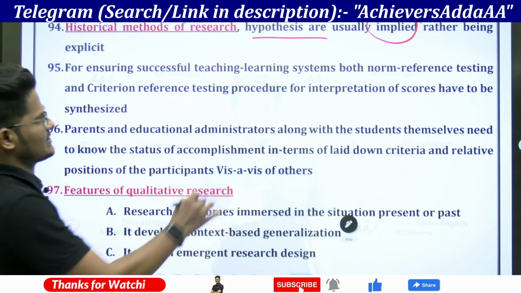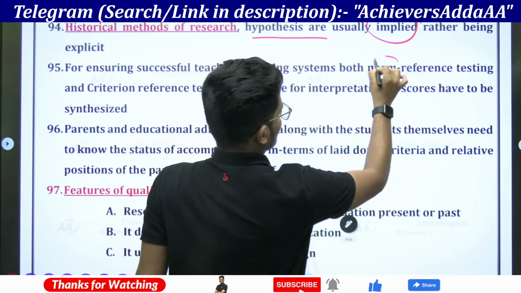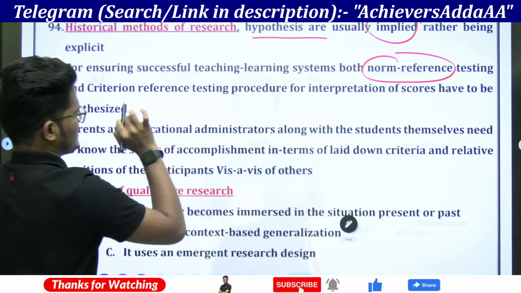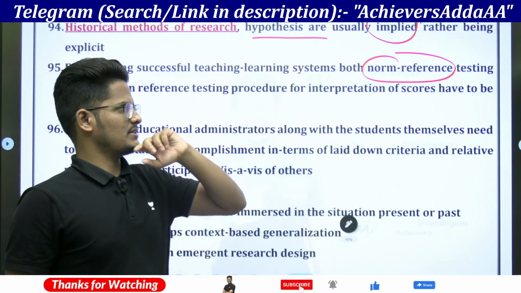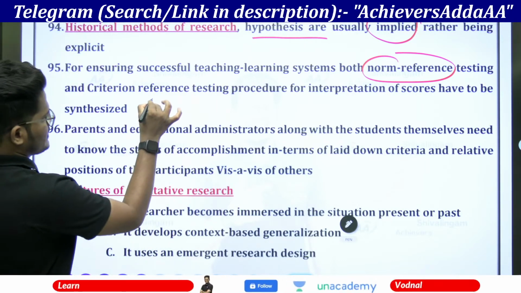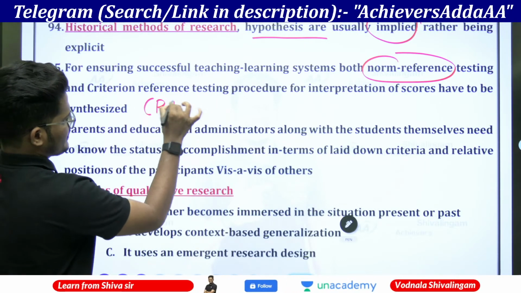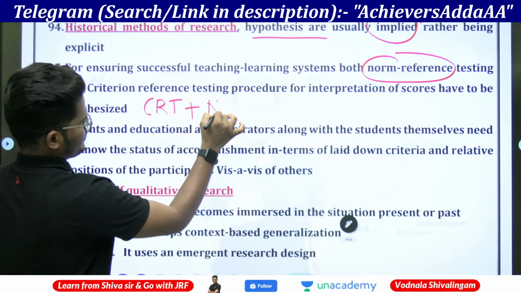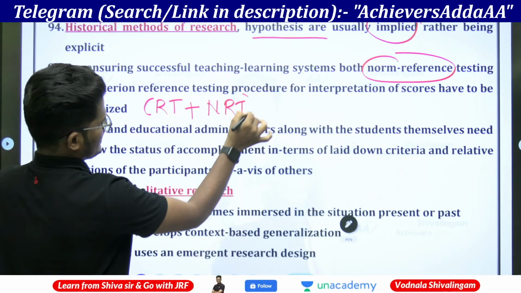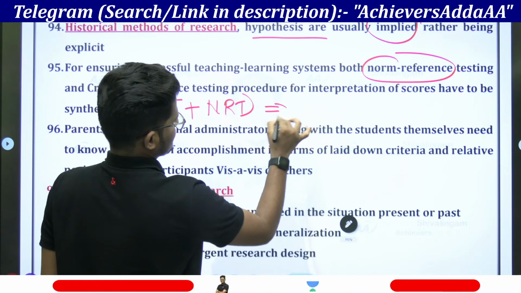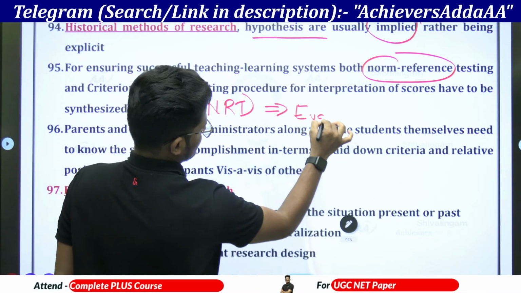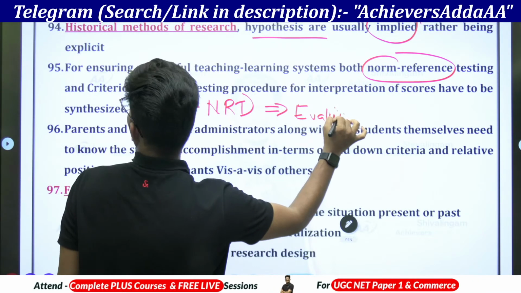For ensuring a successful teaching and learning system, both norm referenced and criteria referenced procedures of interpreting scores have to be used. Yes, CRT criteria for minimum pass and NRT for comparison and identifying; both are necessary for evaluation of teaching and learning.